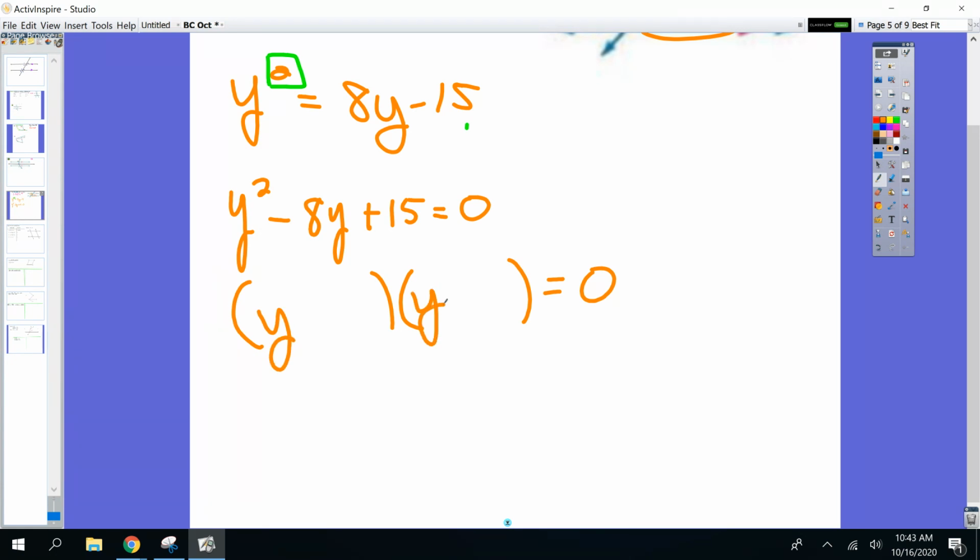You remember what game you have? Not really a game, but you have to think about two numbers that do what? How does the 15 come into play? Anthony, help me. When the two last numbers are multiplied together. You need two numbers that multiply to positive 15, but at the same time add to -8.